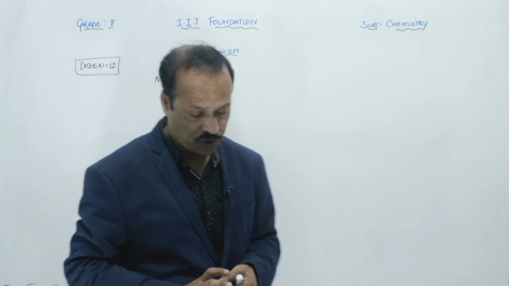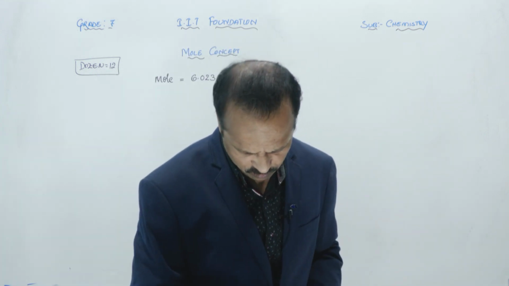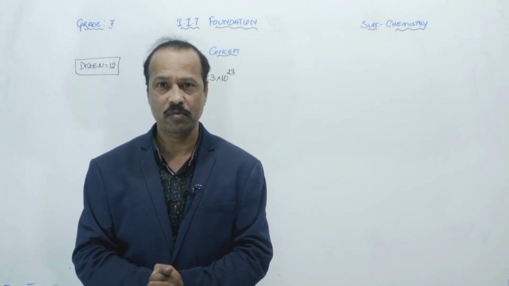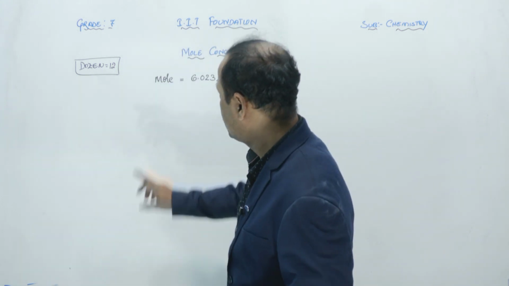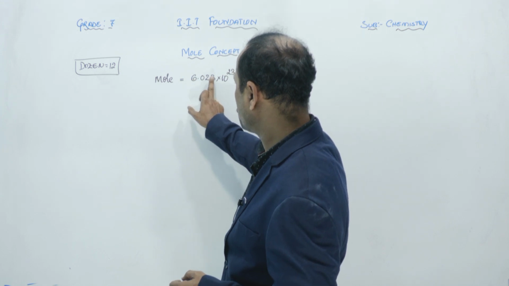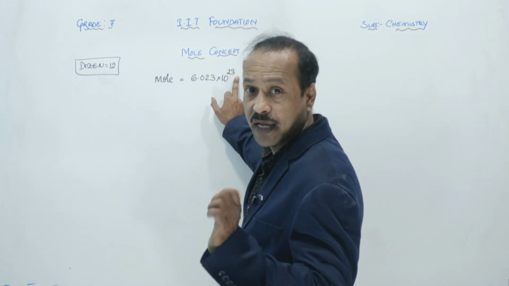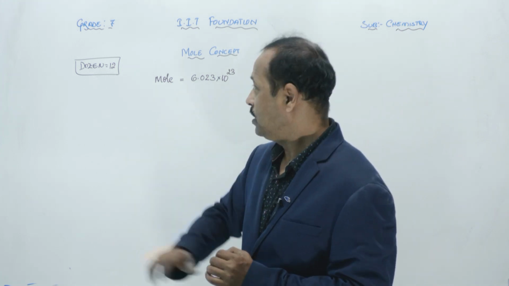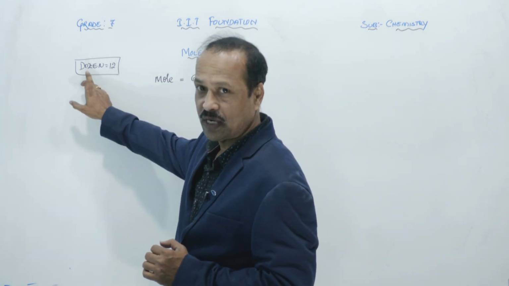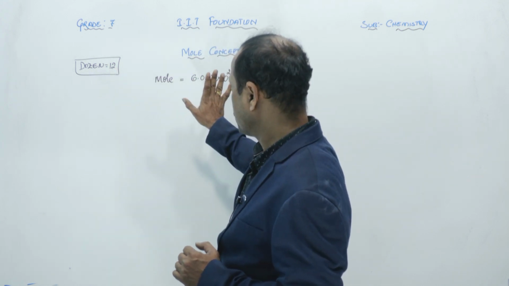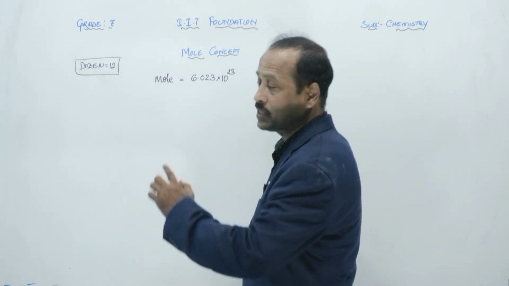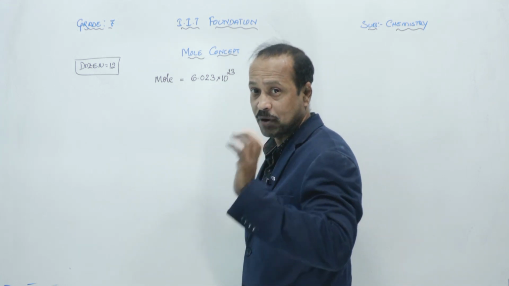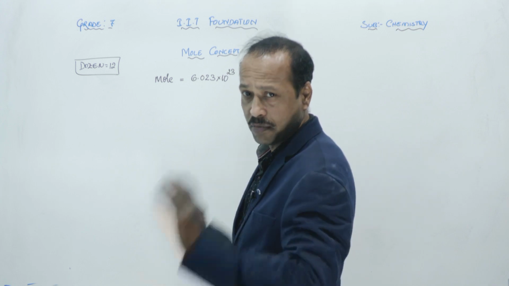Okay. If I ask you for 1 mole of carbon atoms, meaning what is that? 6.023 into 10 to the power of 23 atoms is equal to 1 mole. Okay, so 12 bananas is equal to 1 dozen. So, I want 1 mole of carbons. What are you saying? 6.023 into 10 to the power of 23 carbon atoms is equal to 1 mole of carbon atoms.